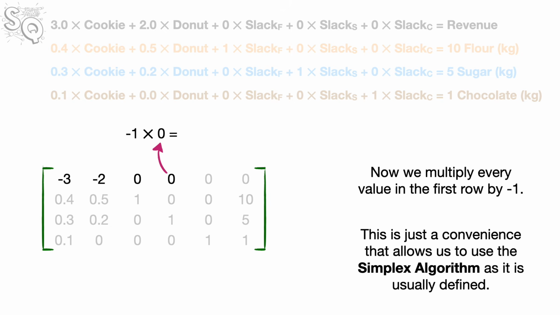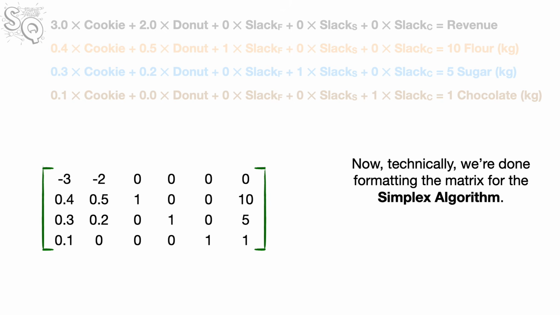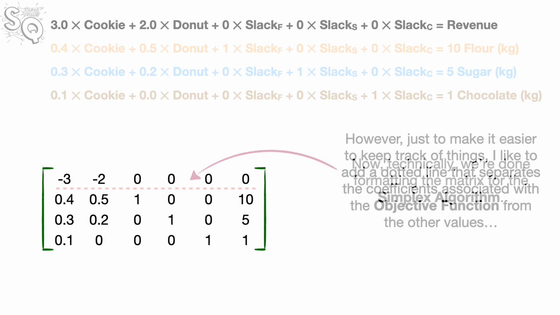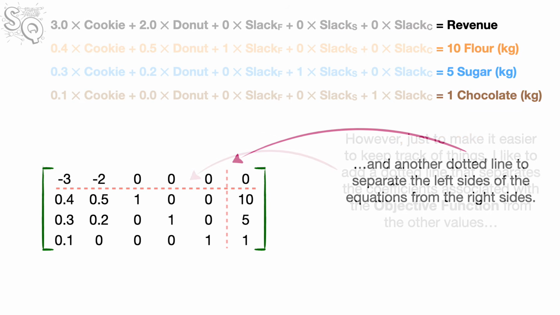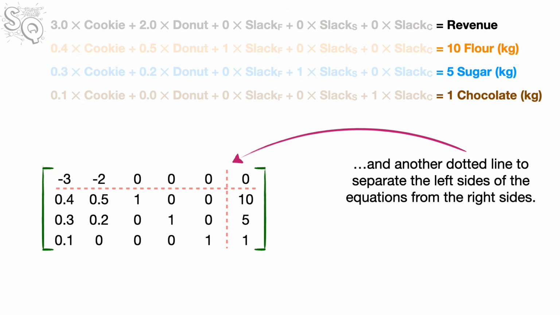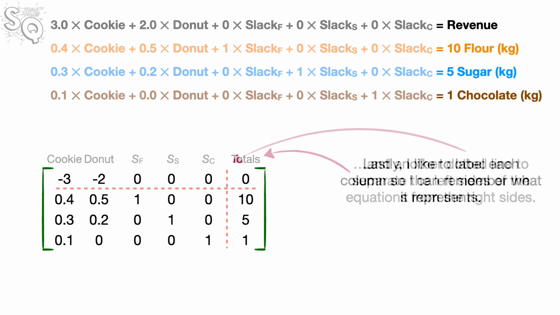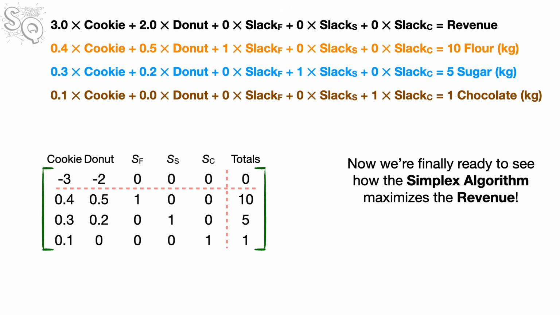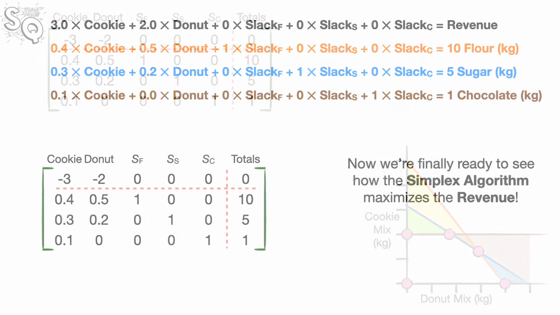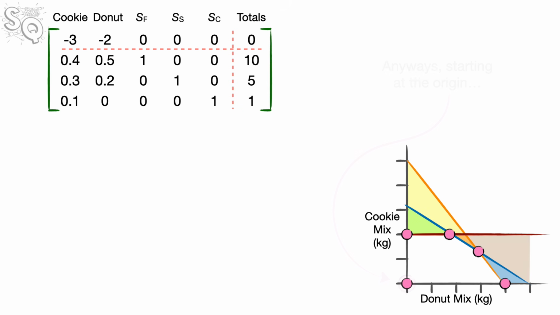This is just a convenience that allows us to use the simplex algorithm as it is usually defined. Now, technically, we're done formatting the matrix for the simplex algorithm. However, just to make it easier to keep track of things, I like to add a dotted line that separates the coefficients associated with the objective function from the other values, and another dotted line to separate the left sides of the equations from the right sides. Lastly, I like to label each column so I can remember what it represents. Now we're finally ready to see how the simplex algorithm maximizes the revenue.